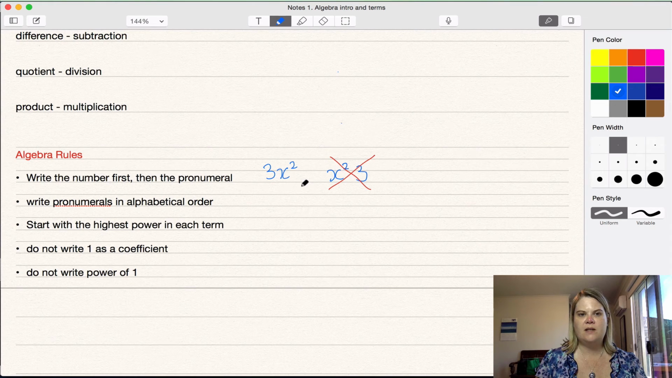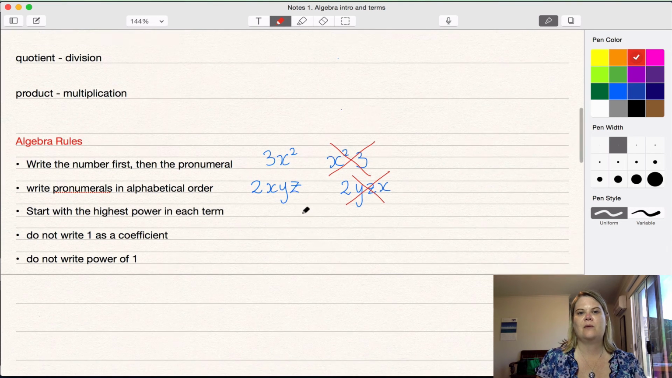We write our pronumerals in alphabetical order when we're fully simplifying. So on the last line, when you've done all your working, you need to make sure you write your pronumerals in alphabetical order. So you would write 2xyz, not, oh sorry, 2. I said 3, but I meant 2. 2yzx. Cross through that one.